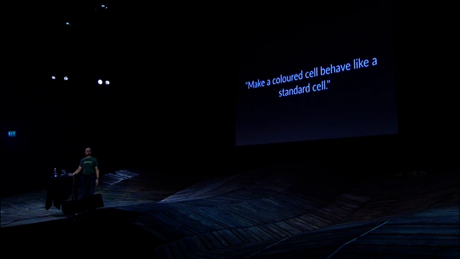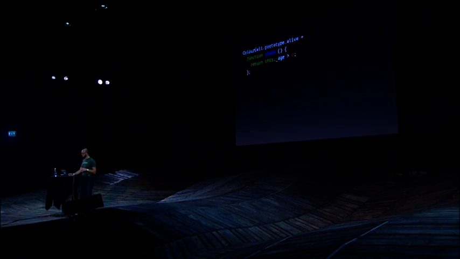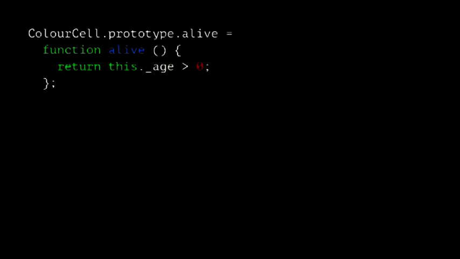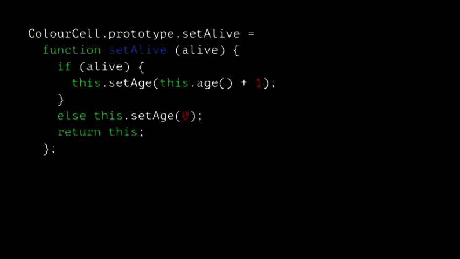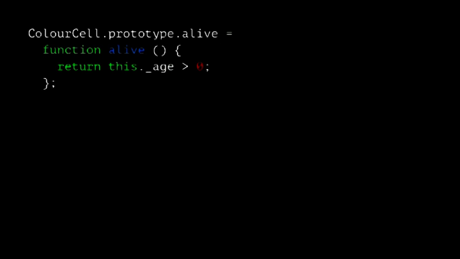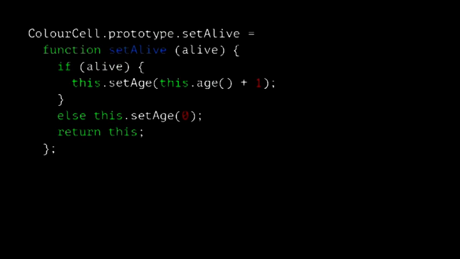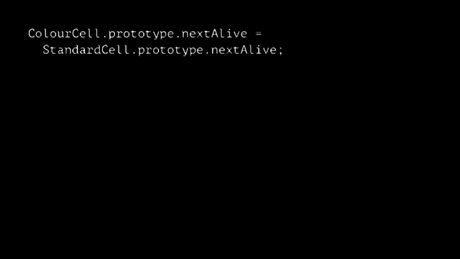It's that simple. If colored cells and standard cells both behaved the same way, had the same interface, we wouldn't have to change the way universe works. So we can give a color cell an alive method. We can give it a set alive method. And we do some monkeying. If you say it's alive, add 1 to its age. If you say it's not alive, make it 0. If you ask it whether it's alive, check whether its age is greater than 0.